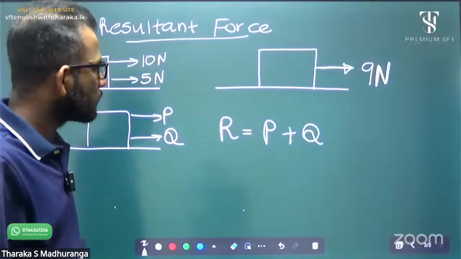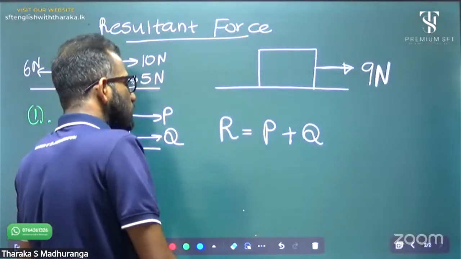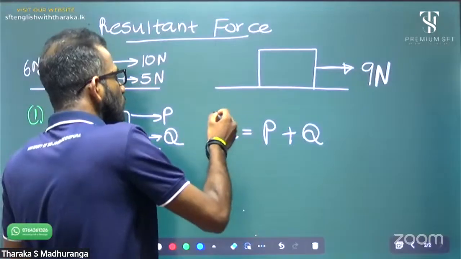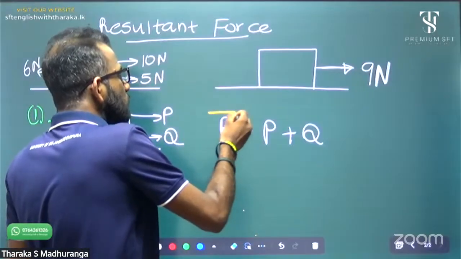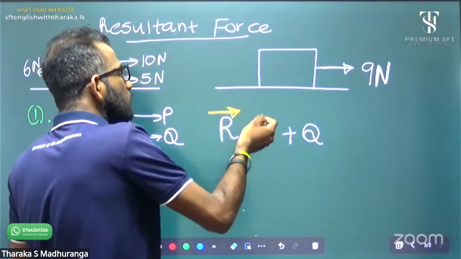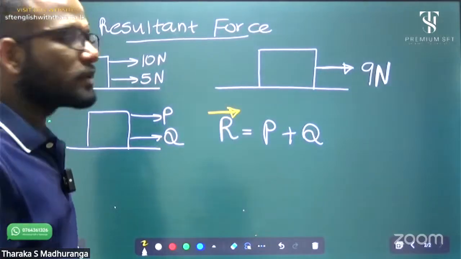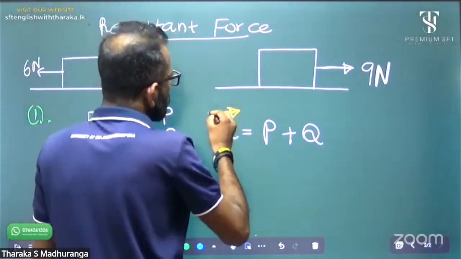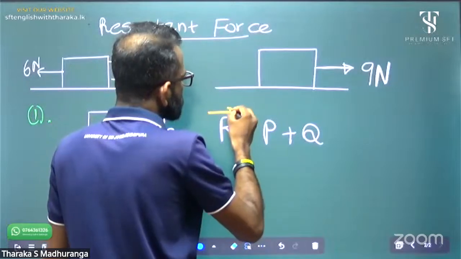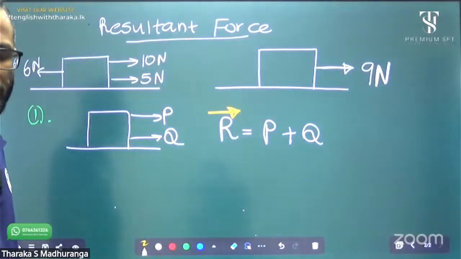And the resultant force direction is always equal to the force applied direction. The forces' applied direction equals the resultant force direction. Okay, that's the rule.